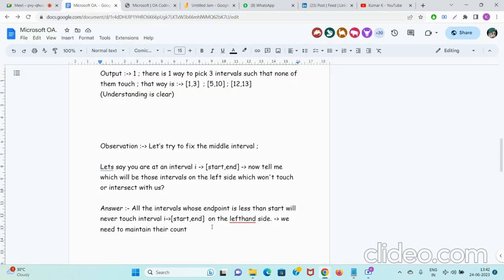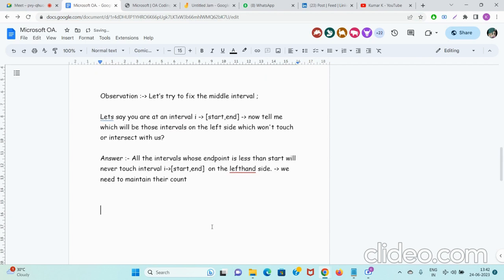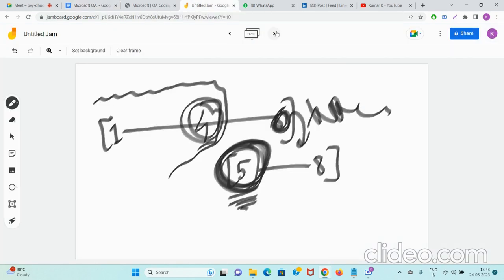Now, my question is about the right hand side. Now tell me, which are those intervals on the right hand side which will not touch our interval I, which is starting at start pointer, ending at end pointer? Guys, please use your brain. Now use your brain, guys.